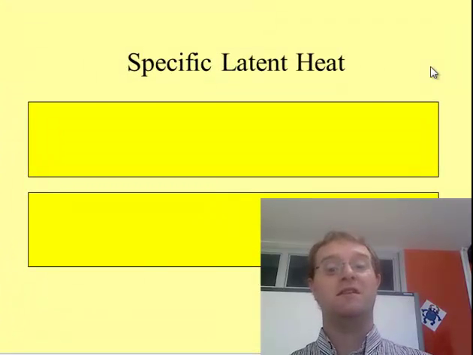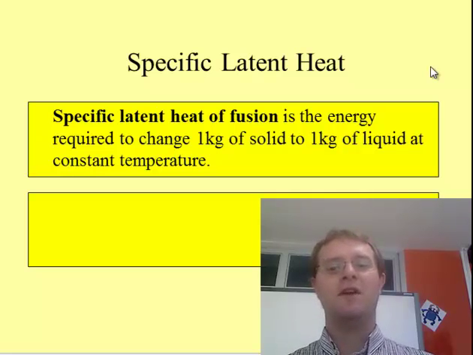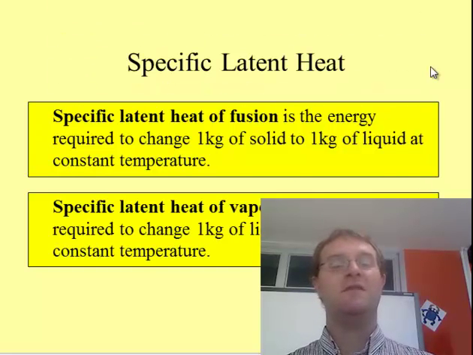So, two types of latent heat. Specific latent heat of fusion. This is the energy required to change 1 kilogram of solid to liquid at a constant temperature. So that is the melting energy. Specific latent heat of vaporization. This is the energy required to turn 1 kilogram of liquid to 1 kilogram of gas. So this is the boiling energy, the amount of energy required to rip apart those particles and change from a liquid to a vapor.